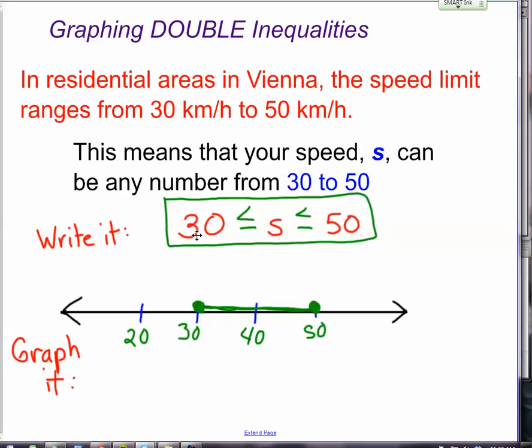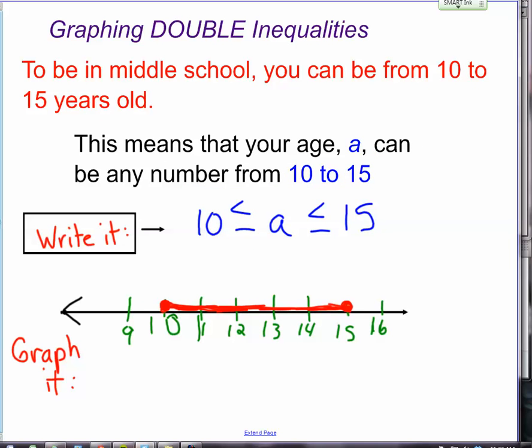And the way you read this is 30 is less than or equal to s, which is less than or equal to 50. And on my number line, because I can drive 30 and I can drive 50, they're solid circles, and I shade everything in between. And if I test 40, 30 is less than 40, which is less than 50, so I know I shaded the correct part. And then I had you try one with your table group.